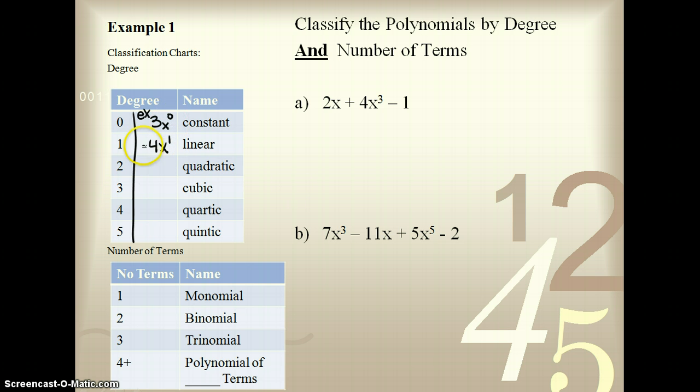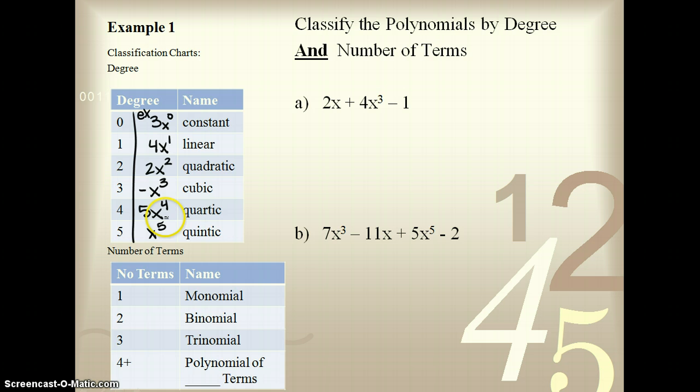A quadratic is something like 2x squared, so the 2 on the exponent is what's making it quadratic. Cubic would be like negative x cubed, that would be cubic. Quartic, or a degree of 4, would be 5x to the 4th. And then quintic has a degree of 5, which would be x to the 5th.